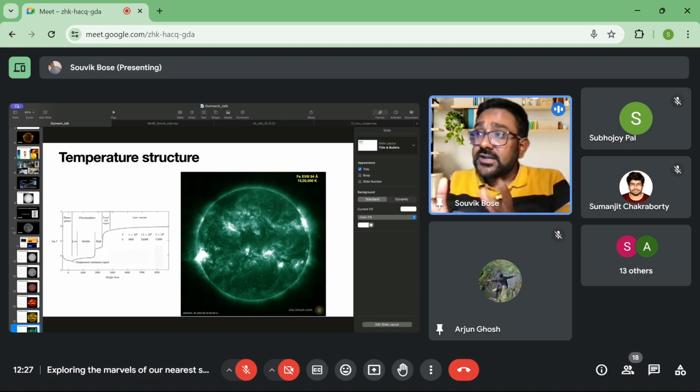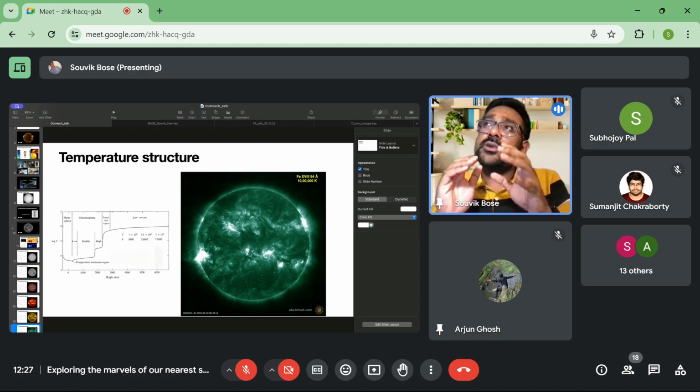Now, the temperature structure that I'm talking about, the active regions overall, what I'm trying to convey here is that they are related, but also not directly related problems, because the coronal heating problem specifically looks into the temperature changes as you move from the surface to the higher temperatures.